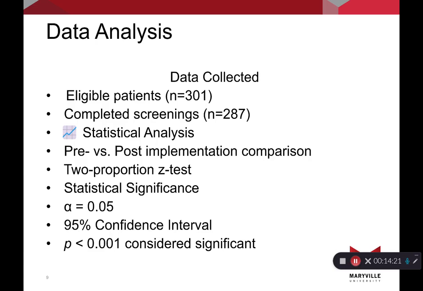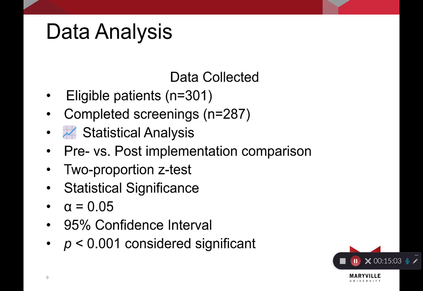Data analysis. The next step was determining whether the intervention actually changed identification. Data were collected on the number of eligible patients and the number of completed screenings. The primary analysis compared identification before implementation with identification following implementation. A 2-proportion z-test was used to determine whether the difference between the pre and the post-implementation proportions was statistically significant. The alpha level was established at 0.05 and a 95% confidence interval was used.